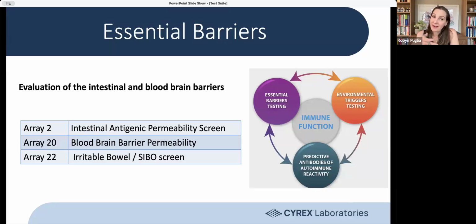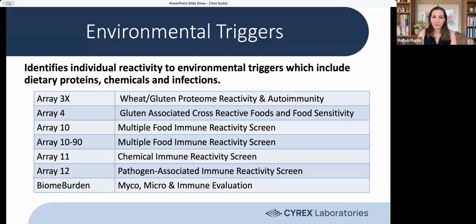And then we also have Array20, which is an assessment of the blood-brain barrier. Additionally, we do a mucosal immune assessment in Array14, which is a salivary panel, and I'll discuss that separately.